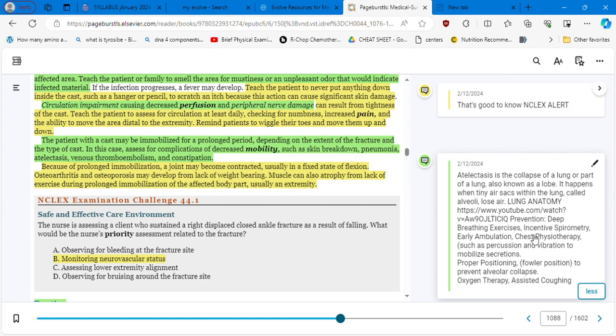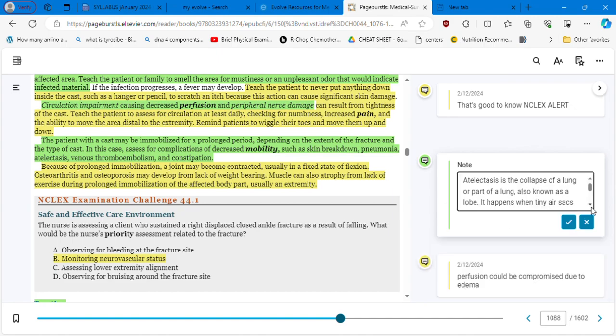So let me see if we can watch this video. And this is an NCLEX alert. I want you to know by heart the steps for prevention of atelectasis. Okay, this is very important, extremely important for all nursing care.